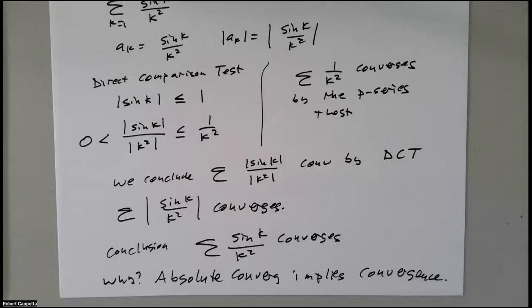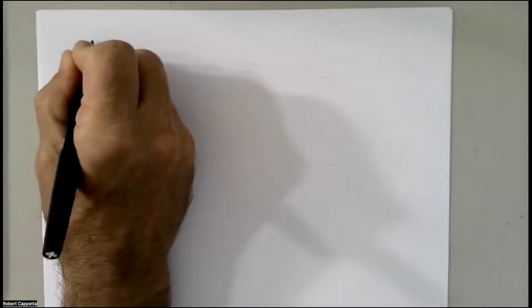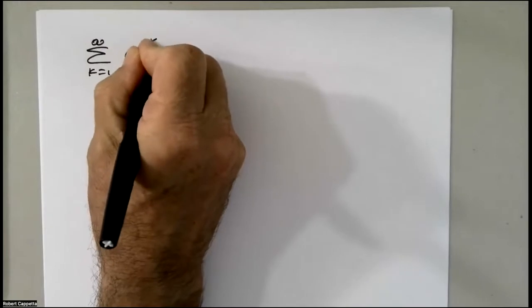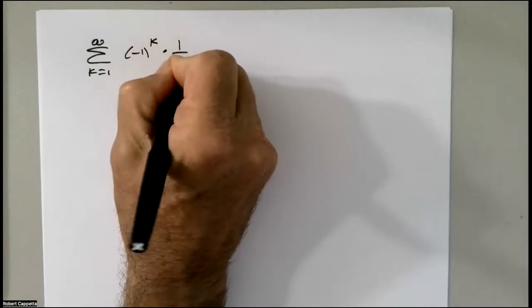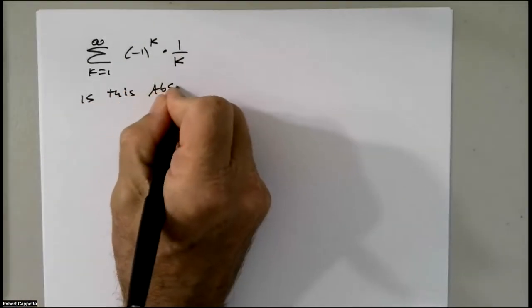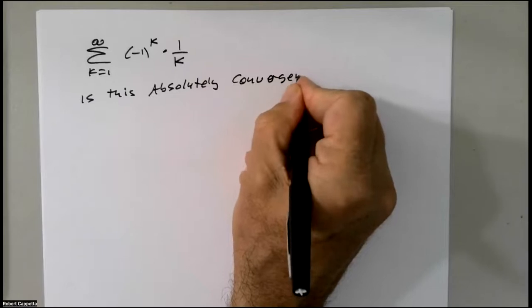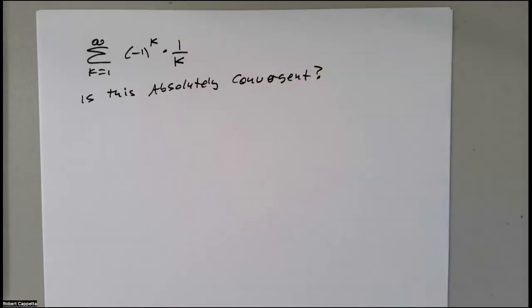So let's look at some of our favorite functions, and let's ask if they are absolutely convergent. So this time we'll make them alternating. So what if I have the sum as k goes from 1 to infinity of negative 1 to the k times 1 over k? My question here is, is this absolutely convergent? So what do you think? If we take the absolute value, which is going to eliminate the sign flasher, does the resulting thing converge?